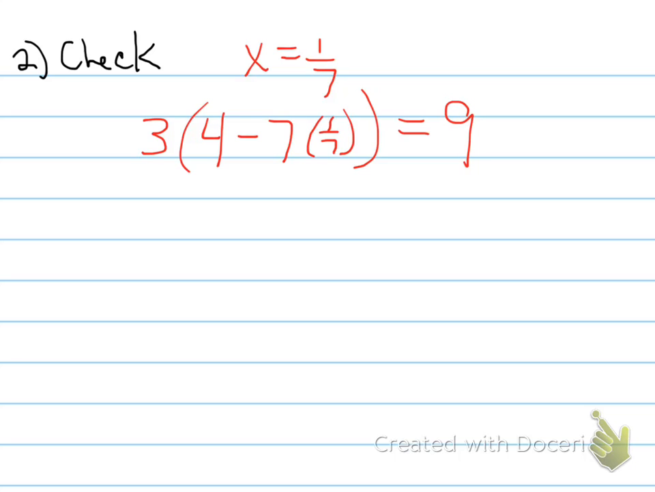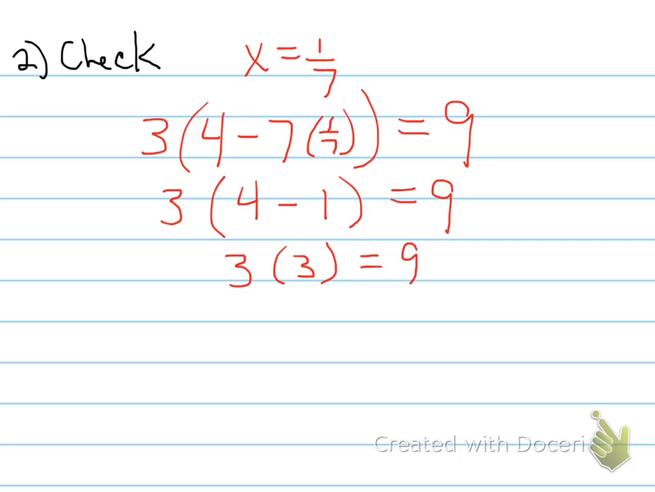It better be a true statement. So I'm going to do the inside parentheses first. Well, 7 times 1/7, they're reciprocals. Any number times its reciprocal is 1. Still working on the inside first, order of operations. 4 minus 1 is 3. Well, this is multiplication. 3 times 3 is 9. 9 equals 9. True statement. Check. Therefore, I know my answer of 1/7 was correct.